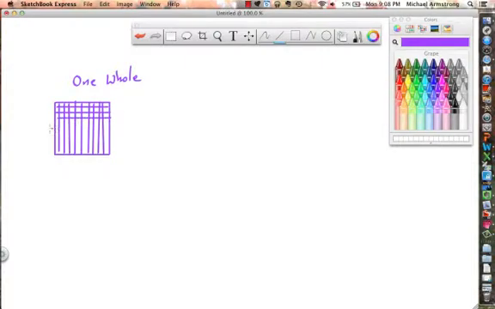There's 3, 4, 5, 6, 7, 8, and then the last one's got to be kind of small, 9, 10. Okay, so this is like 100 hundredths. 100 per 100 is 100%.